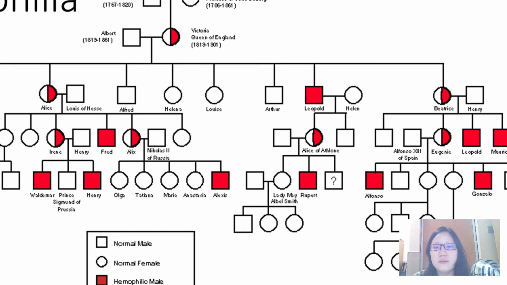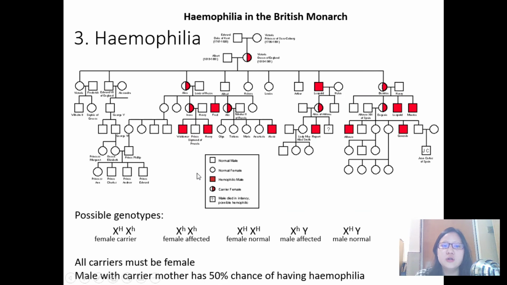Okay, why is that the case? Because again, in males, you only need one haemophilic allele in order for it to be expressed. So you can see here, right, male affected. The genotype is X small h Y, right? Only need one recessive allele in order for it to be affected. Males can never be carriers because they only have one X chromosome. Okay, it's either normal or affected.